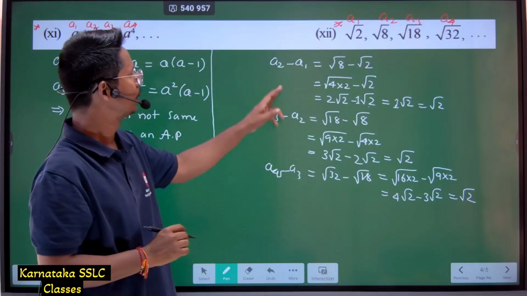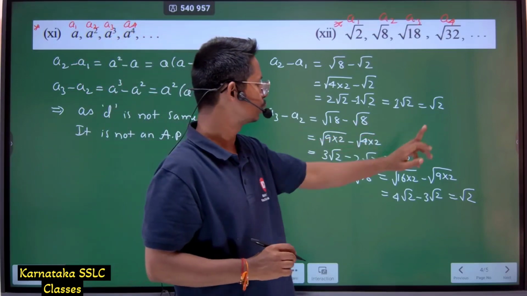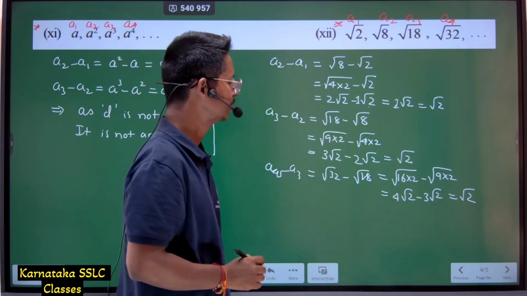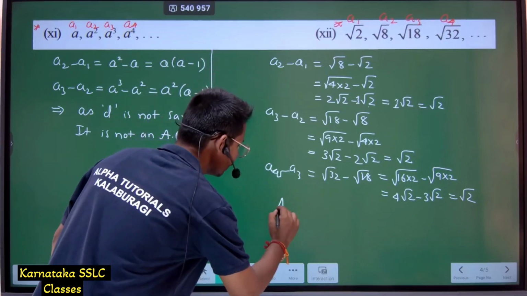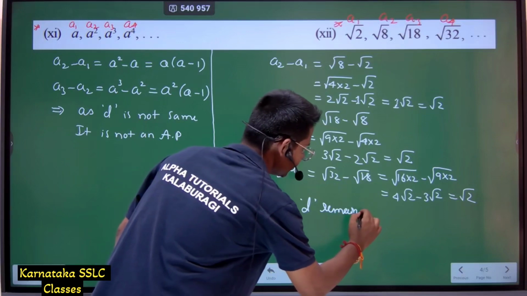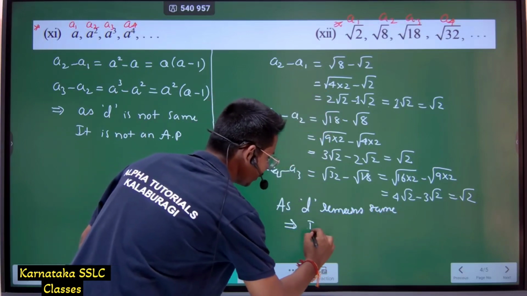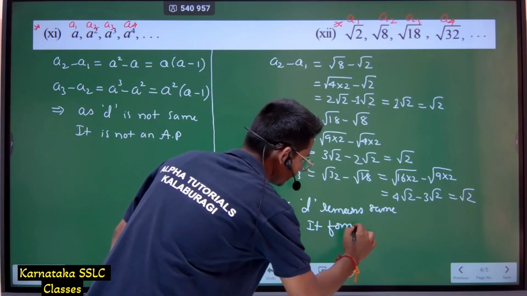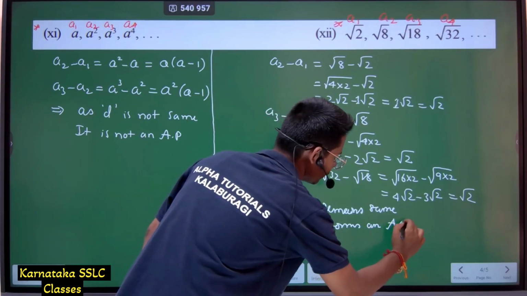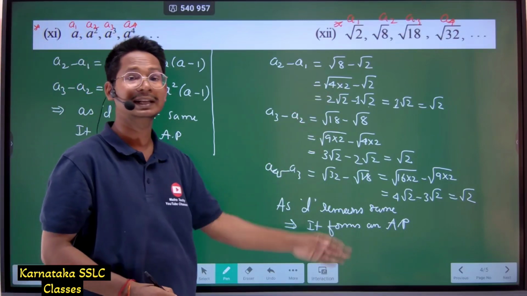Now you observe, for all the three differences, I am getting the same value, root 2, root 2, root 2. So what I can conclude: as D remains the same, it forms an AP. So when it forms an AP, you can find the next three terms.